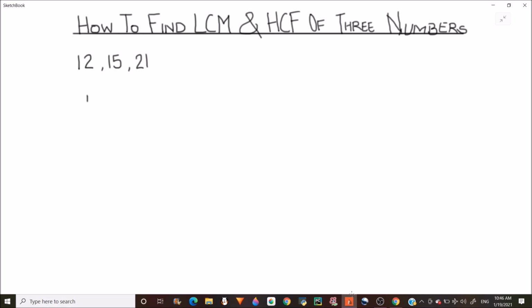For finding the HCF or LCM of three numbers, we are going to first find the factors of the three numbers. There are two ways to find the LCM and HCF of the three numbers. Either you can find the factors of the three numbers separately and then find the LCM and HCF, or you can find the factors of the three numbers together. So we'll be doing both the methods here in this video. So in our first method, we are going to find the factors of all the three numbers separately.